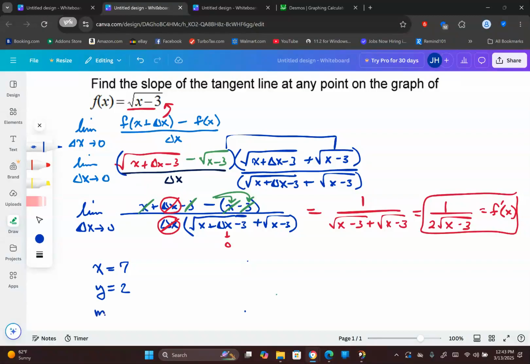Well, how do I find the slope? The slope, what you do is you put 1 over 2 radical 7 minus 3. You use the derivative.